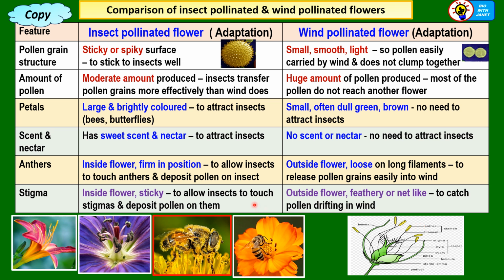Stigma for insect-pollinated flowers are inside the flower and they are sticky to allow insects to touch the stigmas when looking for nectar and to deposit pollen on the stigma. Okay. Now for wind-pollinated flowers, the stigma is held usually outside the flower. It's feathery or net-like to catch the pollen that is drifting in the wind.